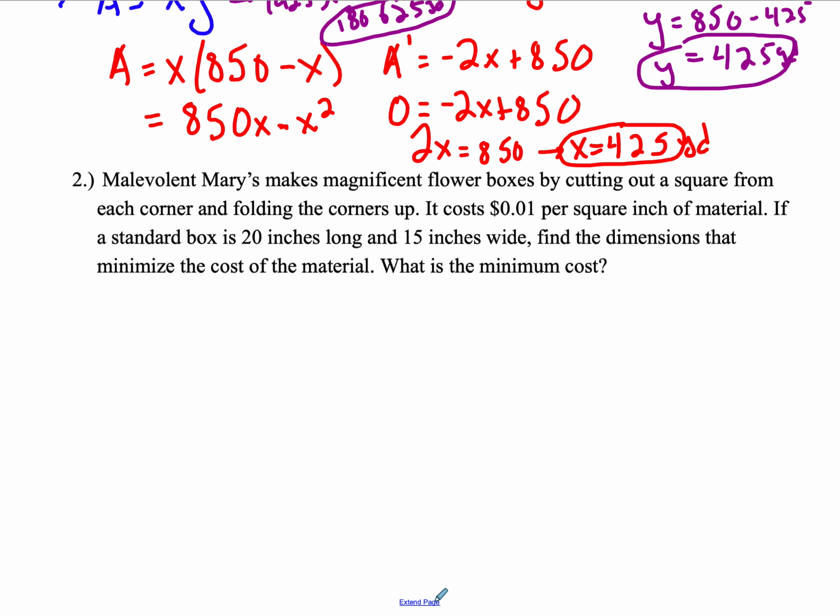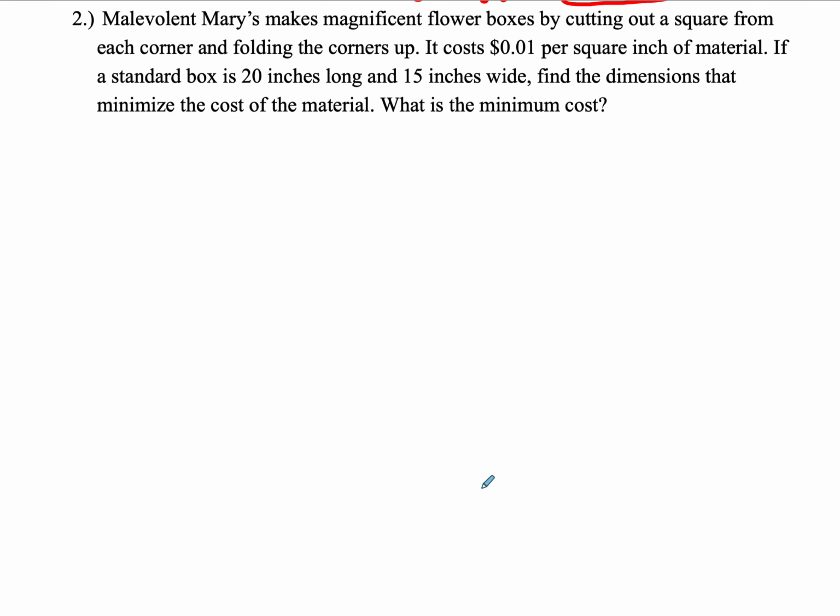All right, now Malevolent Marys. So Malevolent Marys makes magnificent flower boxes by cutting out a square from each corner and folding the corners up. It costs a cent per each square inch of material. If a standard box is 20 inches long and 15 inches wide, find the dimensions that minimize the cost of the material. What is the minimum cost?